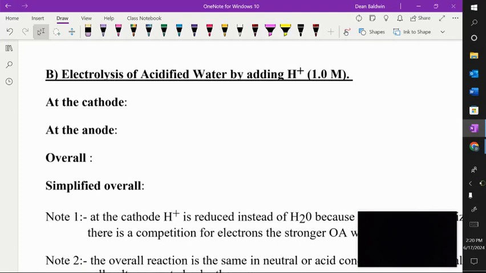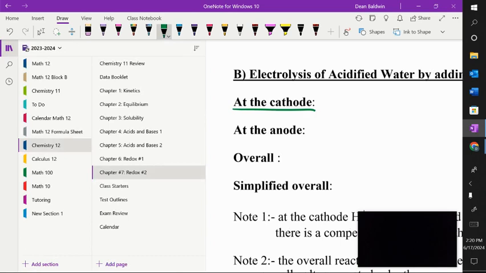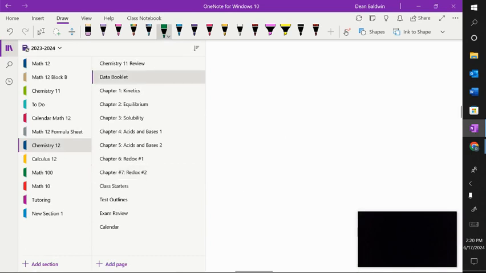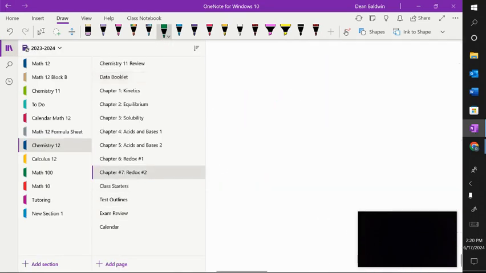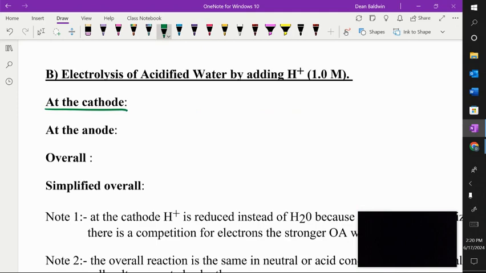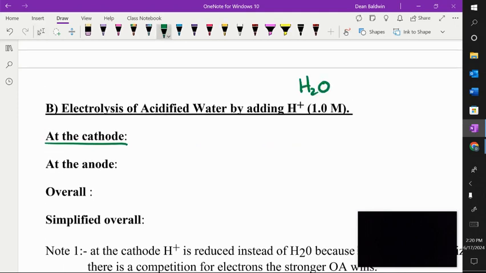What if it's acidified water? You have hydrogen or protons added to it. So, at the cathode. Cathode is where reduction occurs. Okay. So if you have, well, actually, let me write this out. So now we have water, but we also have H plus because we've added acid.